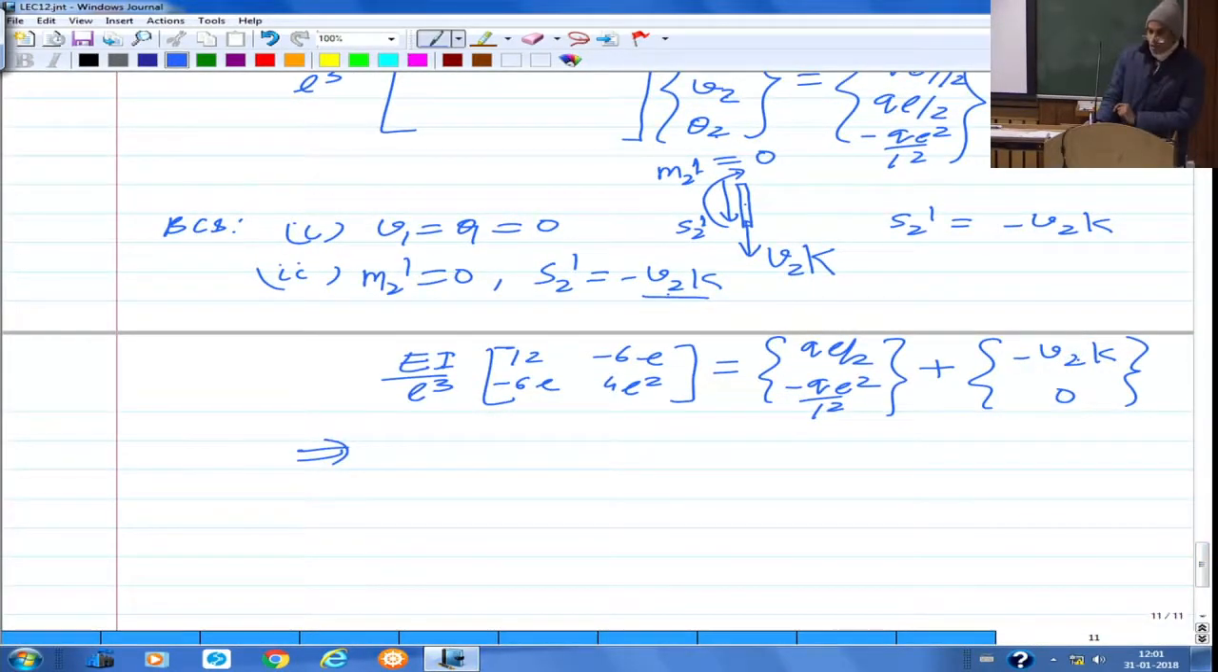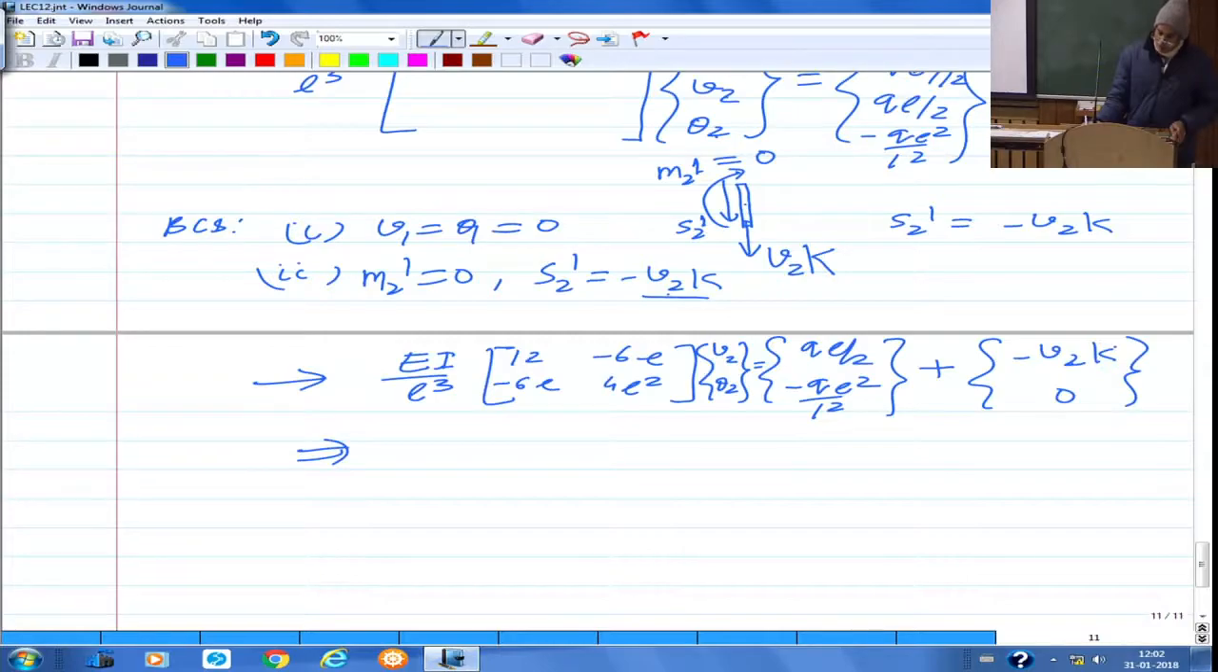Now since this is in terms of unknown, you take this to the left hand side, because this is V2 into K. I just forgot to write the degrees of freedom vector there. So you need to multiply here, what you have is V2 and theta 2 is equal to this. So when you write the first equation, whatever I have written here, which is EI by L cube, of course 12 into V2 minus 6L into theta 2 is equal to QL by 2 minus V2K.